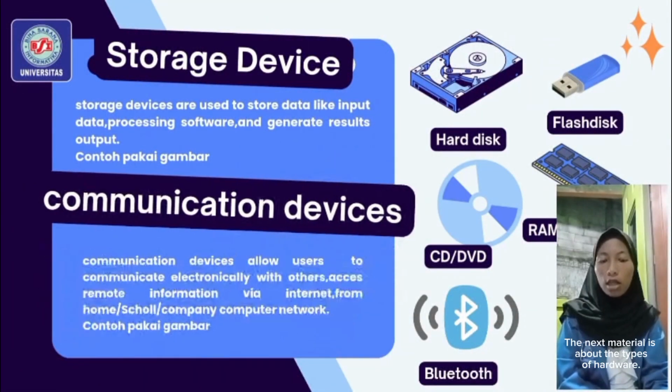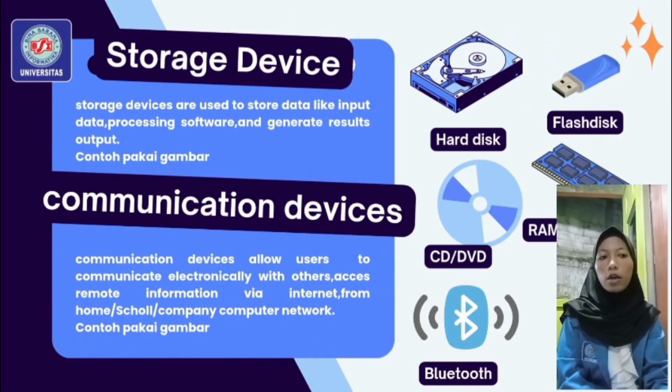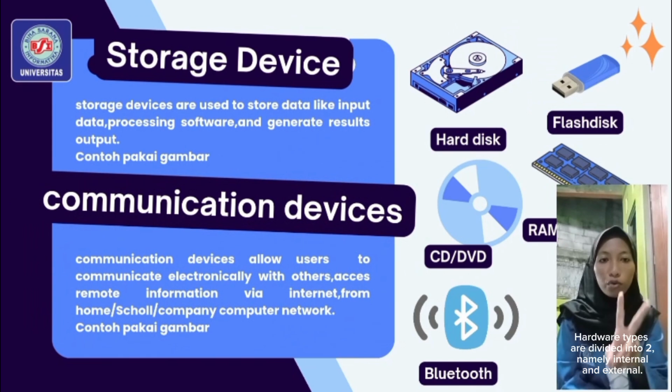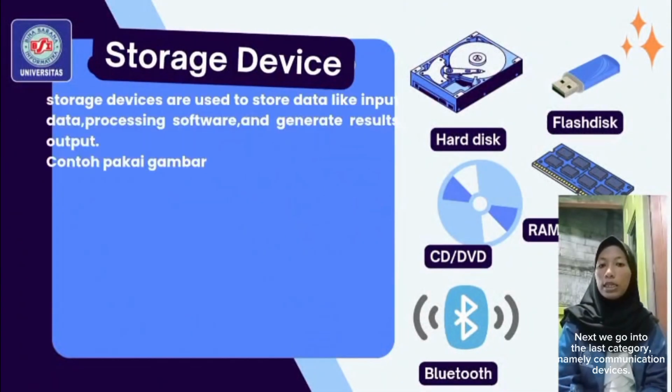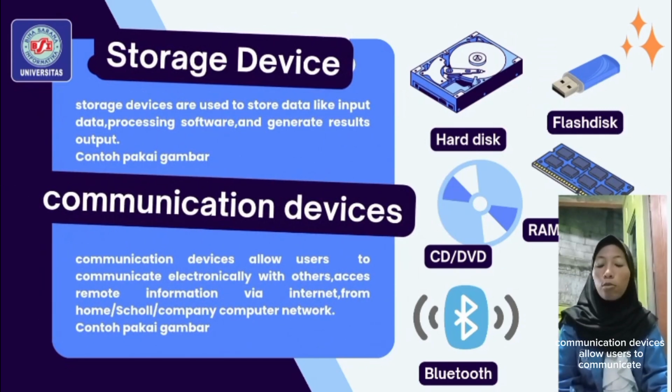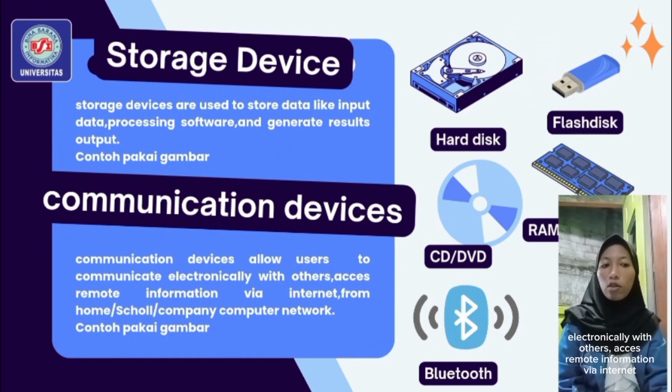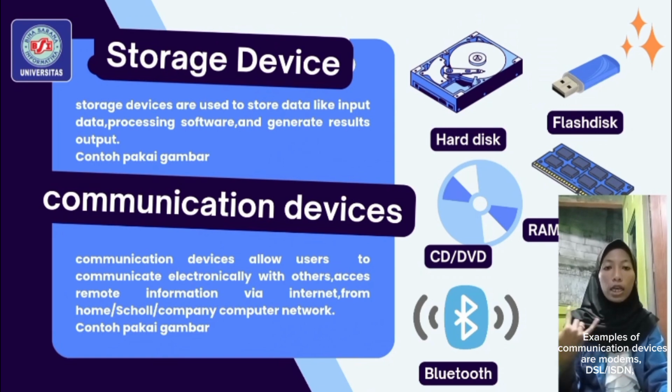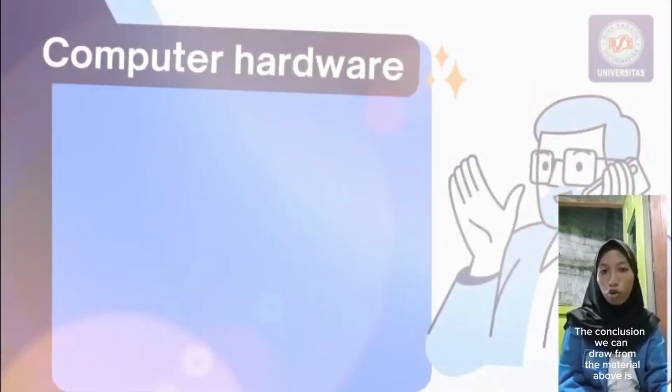The next material is about the types of hardware. Hardware types are divided into 2, namely internal and external. We go into the last, the 5th category: communication devices. Communication devices allow users to communicate electronically with others and access remote information via the internet from home, school, company, or computer network. Examples of communication devices are modems, DSL or ISDN, wireless modems, Wi-Fi, wireless USB, mobile, and Bluetooth.